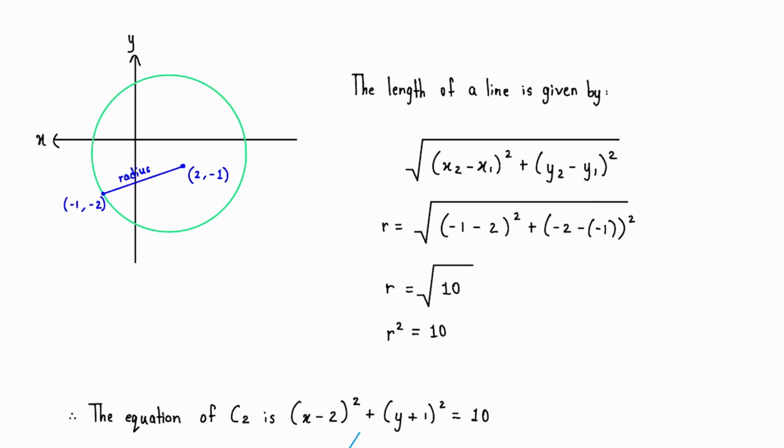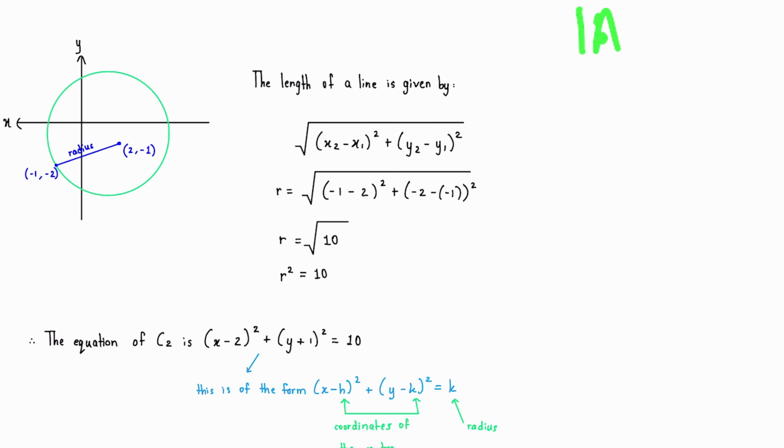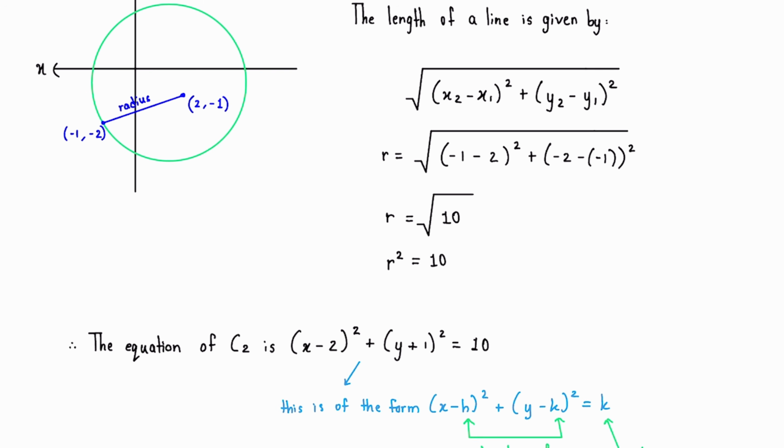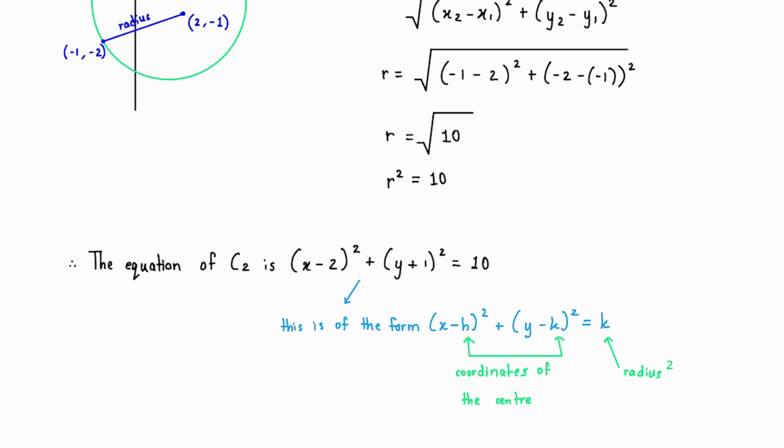To find the length of the radius, we can use the points. Remember the length of the line? Remember I told you the length of the line AB, and I put the formula. Same thing here. To find the length of the radius, we can use these 2 points at the ends and use the length of a line formula. So we plug it in, and we found r squared is equal to 10. And therefore, we can put it into the equation. Remember the equation that we put before? It's the exact same thing. So you plug in the coordinates of the center and the radius, and then you have the equation of C2. And again, it's that simple.